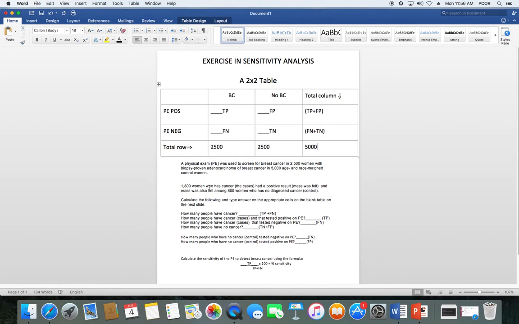1,800 women who have cancer and also have a positive physical exam, meaning a mass was detected. Out of the 2,500, only 1,800 are what we call the true positives. Person has breast cancer and a mass was detected. The difference between them will be those that have true breast cancer but no mass was detected. So your false negative here will be 700.